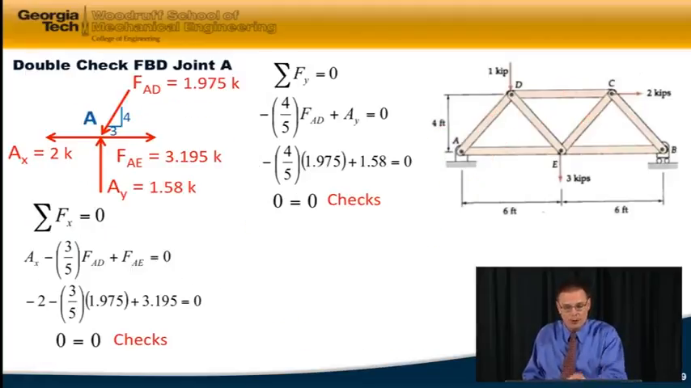So there you go. I've double checked joint A. I found out the external reaction, if you go all the way back to the free body diagram of the entire structure, was 2 kips to the left. Here's my other members. If I sum forces in the X and the Y direction, I get 0 equals 0, and so the structure checks. So we've taken care of the force in every one of the members of this truss.